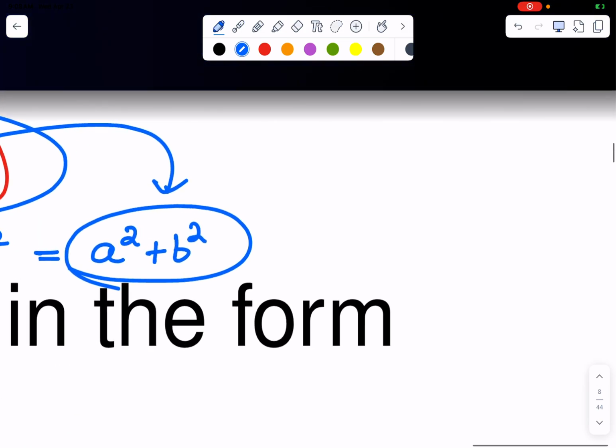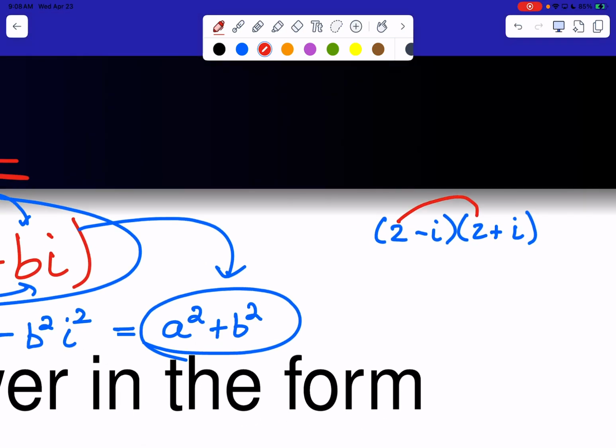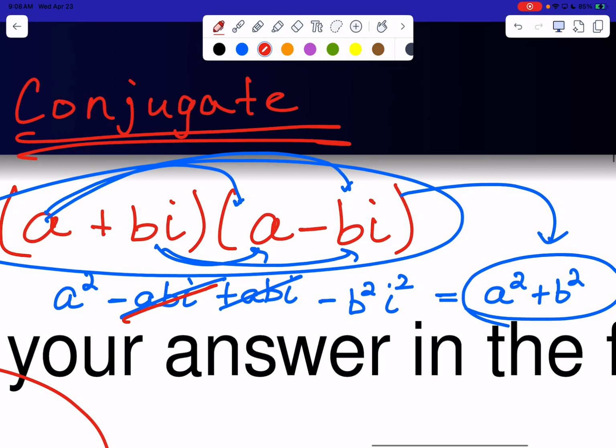It gives you a squared plus b squared. Let me demonstrate. If I have 2 minus i, what is the conjugate of 2 minus i? 2 plus i. Watch what happens when you FOIL them. I'm going to FOIL it the long way one more time, just to show you what happens. If you FOIL this, what's 2 times 2? 4. What do the outers give you? 2i. What do the inners give you? Negative 2i. What does the last give you? i squared, so negative. Middle terms, what? Cancel. When you multiply conjugates, what always happens to the middle terms?